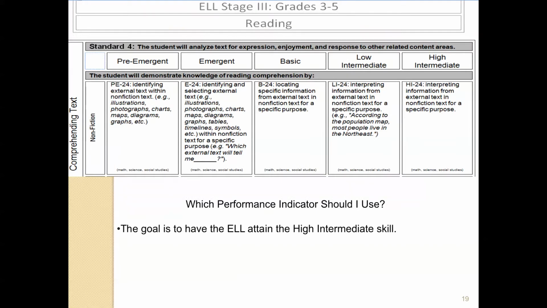Here is an example of a standard at Stage 3, appropriate for grades 3 through 5 in the domain of reading. Remember, the goal is to move students from their identified proficiency level through higher intermediate. It's recommended that teachers teach to the high intermediate level and scaffold back depending on the student's identified proficiency level.